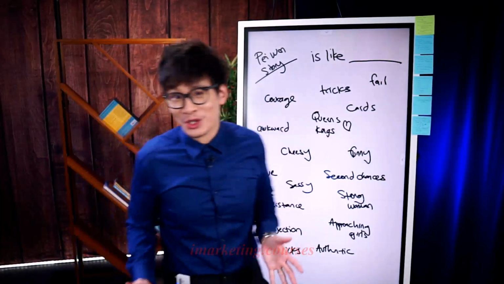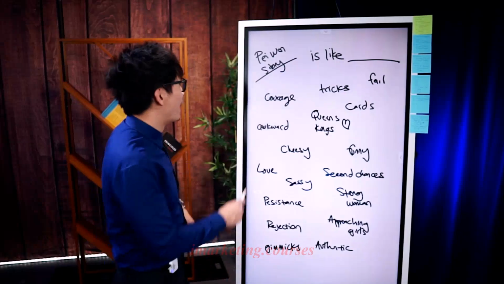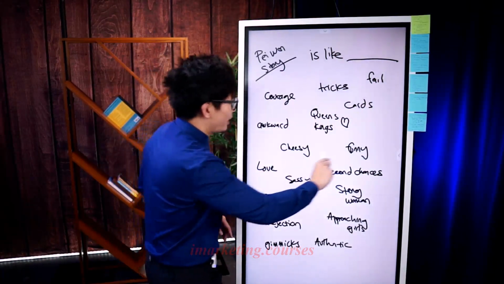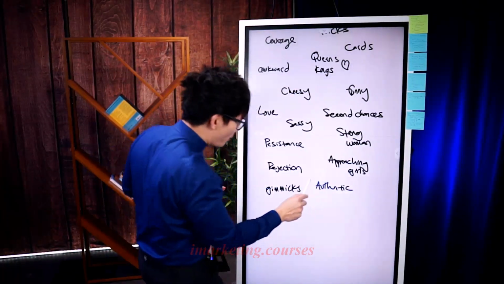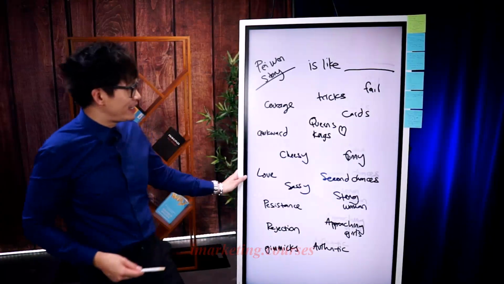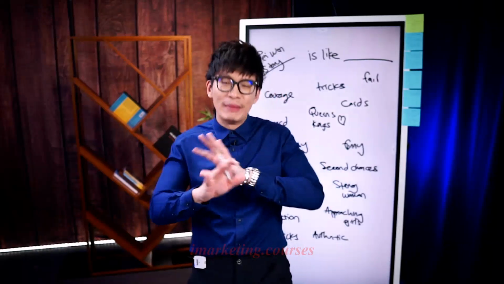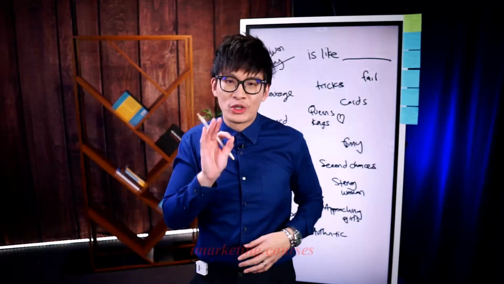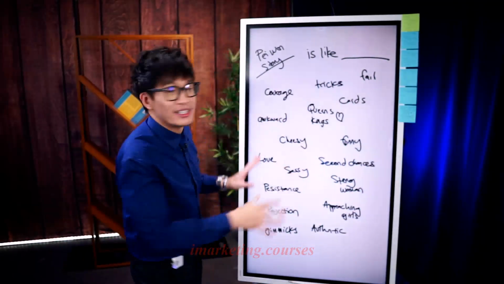When it comes to storytelling, you have to come up with a bunch of words. And I've come up with these words here. So far, I've got courage, tricks, fail, cards, queens and kings, awkward, cheesy, funny, love, sassy, second chances, persistent, strong woman, approaching girls, rejection, authentic, and gimmicks. And if I spent more time, I could come up with a bigger list of words. And the bigger the list of words, the more opportunities I can link the story into different situations. But we're just going to stick with this list for now.